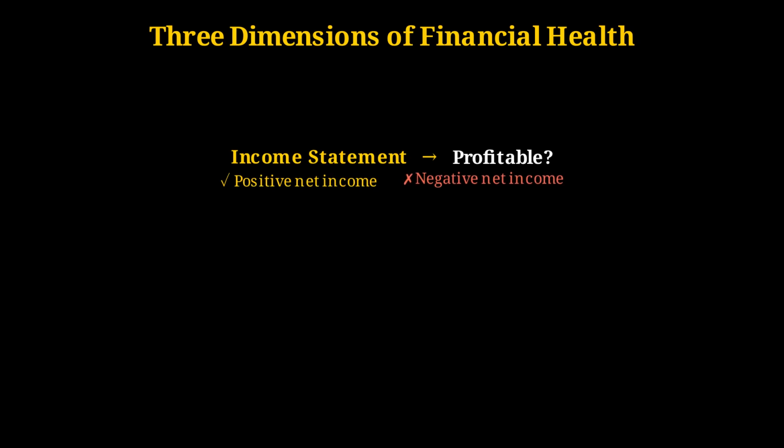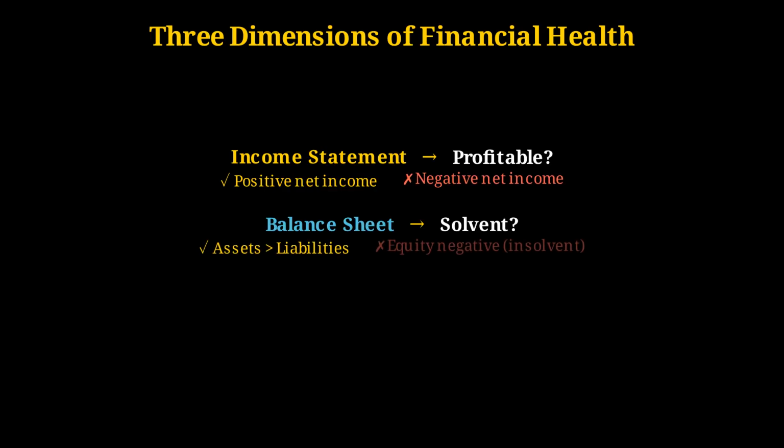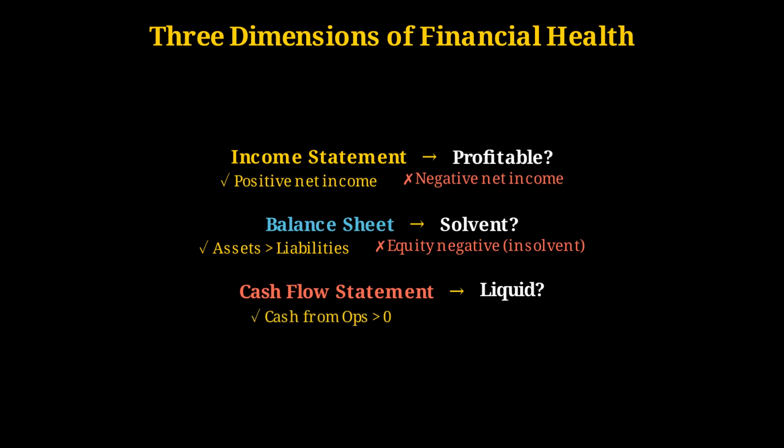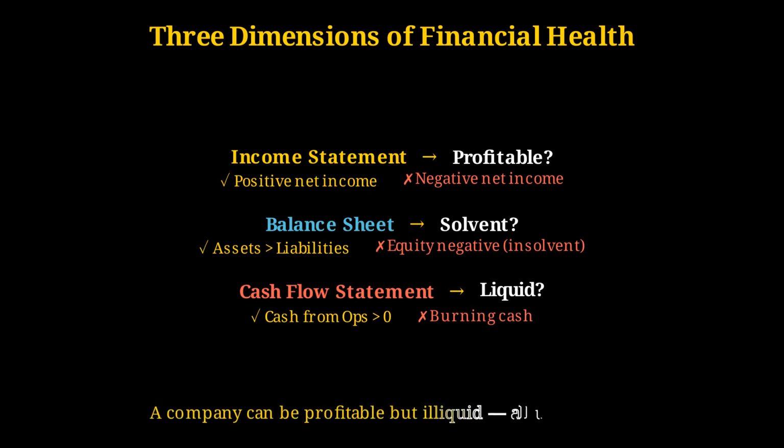The balance sheet answers, is the company solvent? Solvency means assets are greater than liabilities. If assets are greater, equity is positive, the company can pay its debts. If liabilities are greater than assets, equity is negative, the company is insolvent. The cash flow statement answers, is the company liquid? Liquidity means the company has cash to pay its bills. Positive cash from operations means yes. Negative cash from operations means the company is burning cash.